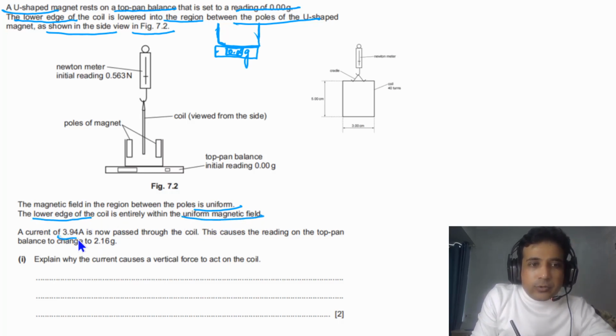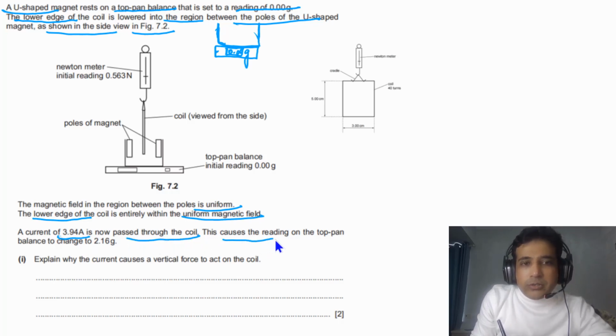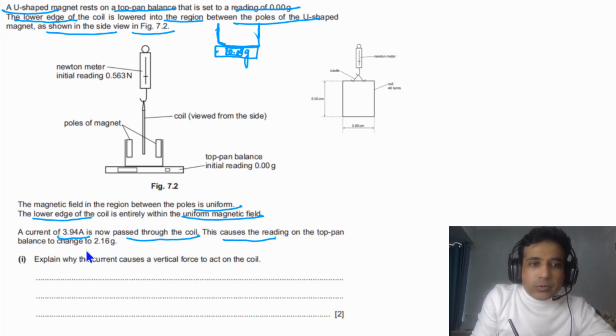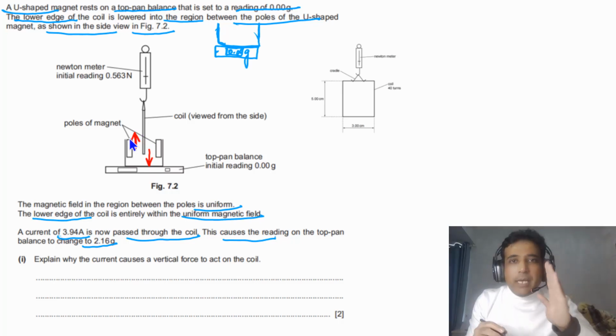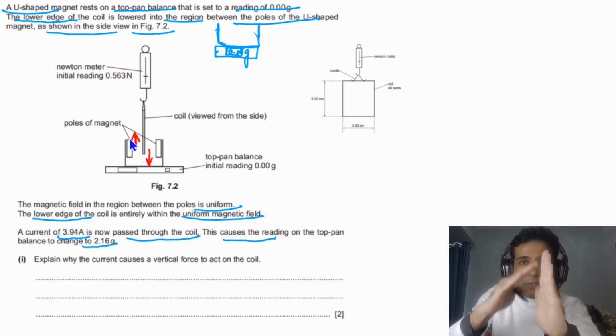A current of 3.94 is now passing through the coil. This causes the reading on the top pan balance to change to 2.16 grams. So in this case, the reading on the top pan balance increases. It simply means that the force on the magnet is down, so the force on the wire will be up. So the force on the wire is up, and the coil inside the magnetic field is placed like this.